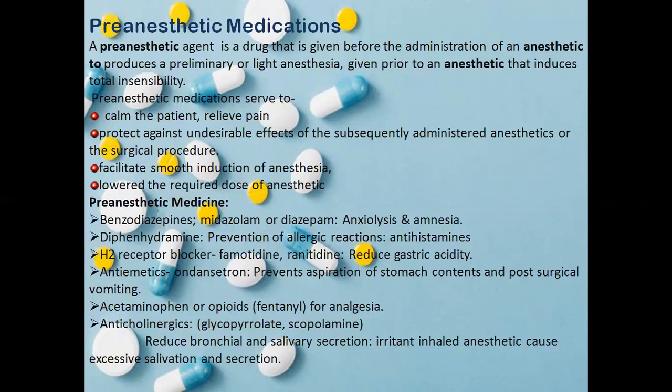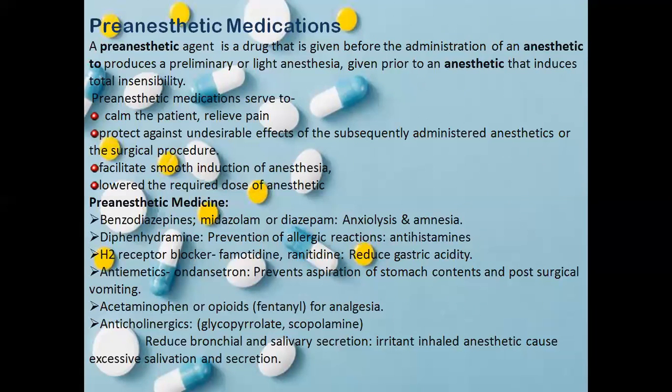Benzodiazepines, midazolam or diazepam. These categories of drugs are used as analgesics and for amnesia. Next is diphenhydramine, which is used for prevention of allergic reaction, as an antihistamine. Next is H2 receptor blockers. In this category, famotidine and ranitidine are used to reduce gastric acidity.